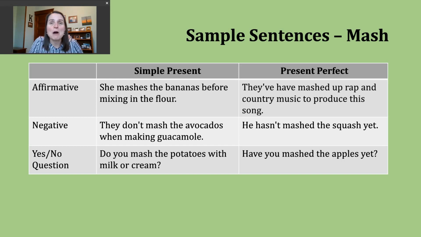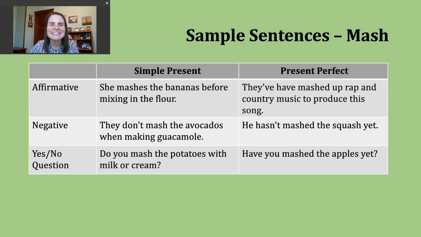Now, let's talk about making a yes or no question in the simple present. To do this, we start with do or does, whichever form matches our subject. That subject comes next. Then we use the base verb. So again, notice how I'm not using that es form of the verb. I'm only doing that in the affirmative when my subject is he, she, or it.